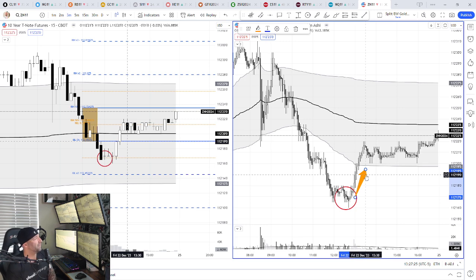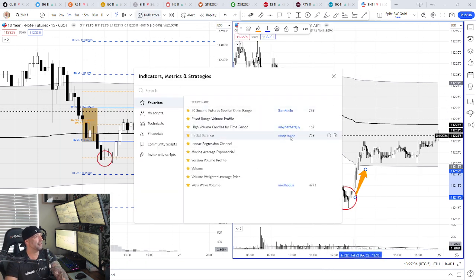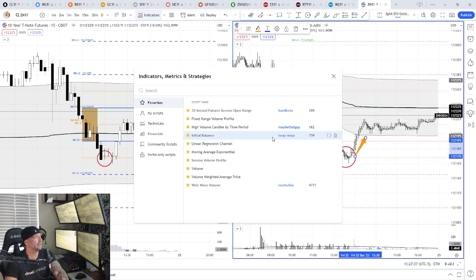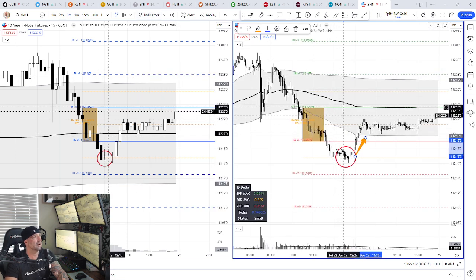So go back, watch my VWAP video if you're unfamiliar. Also, you might want to start incorporating this initial balance. The indicator is initial balance by Noop Noop. All right, and that's just adding that to the chart, and then you can edit it in the settings.